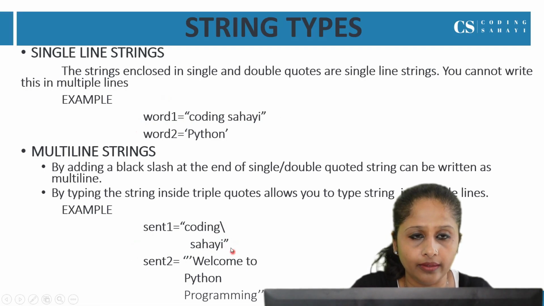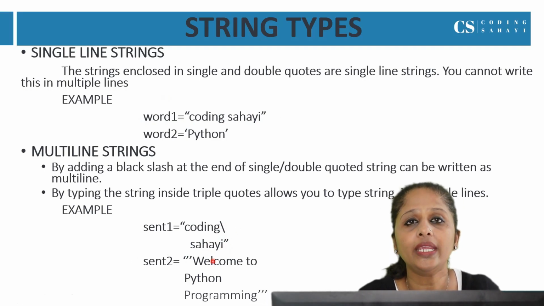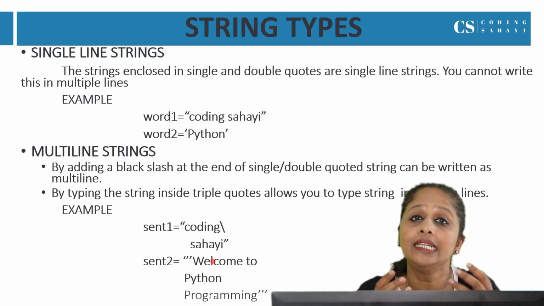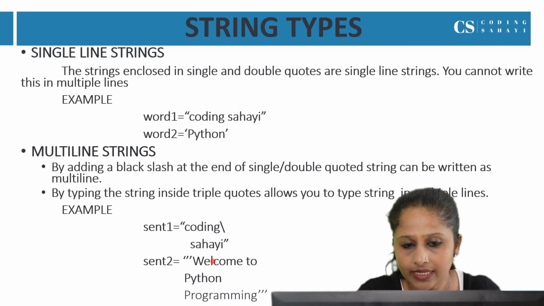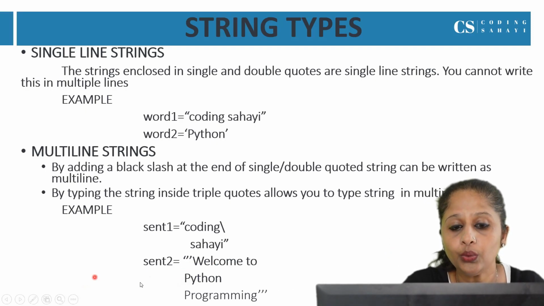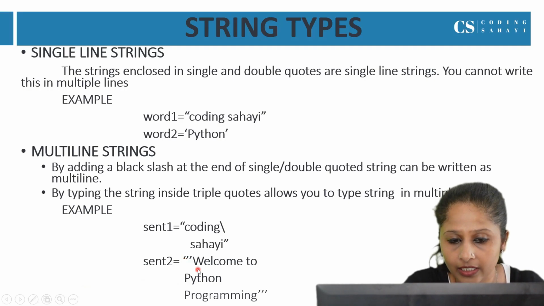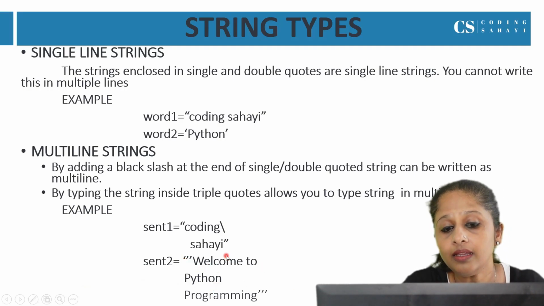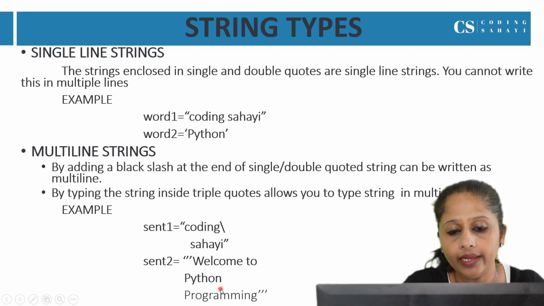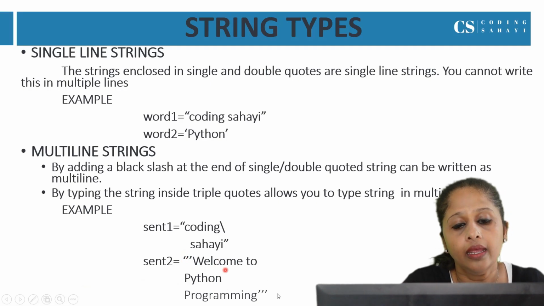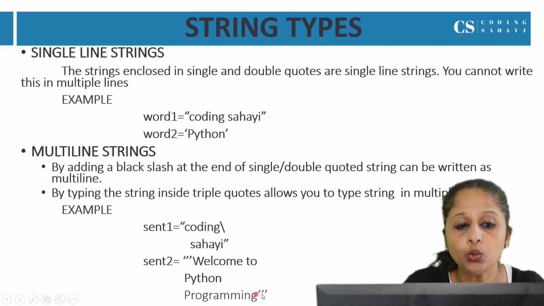This is one method. Then the next method is we can write the string in triple quotes. See, here you can see the second example. sent2 equal to, in triple quotes, I am writing welcome to Python programming. Here I am writing the words in 3 lines and it is enclosed within triple quotes. So these are the 2 ways to write multi-line strings.